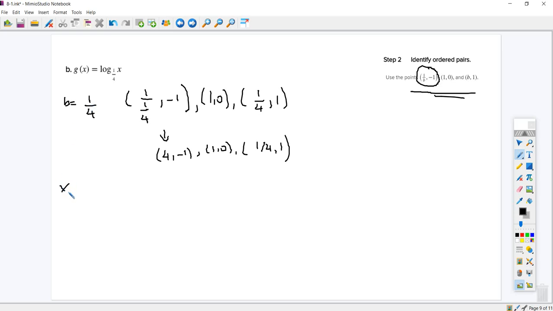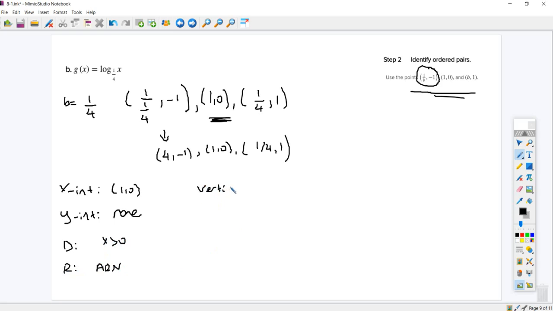Alright, x-intercept. We have 1 and 0, as you can see from this point too. Y-intercept. We don't have again. Make sure next time you may have it actually after the transformations. Domain, range. Domain is x is greater than 0. Range is all real numbers.